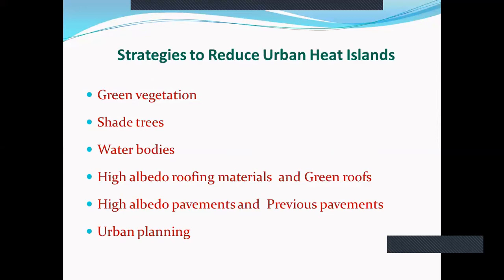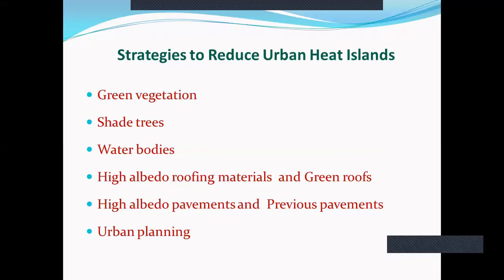Second, shade trees. Shade trees help to cut down the temperature by the evapotranspiration process. The principal role of shade trees is that sunlight is intercepted by them, keeping the buildings comparatively cooler. Water bodies. As the heat absorption capacity of water is high, it will help to reduce the urban temperature.